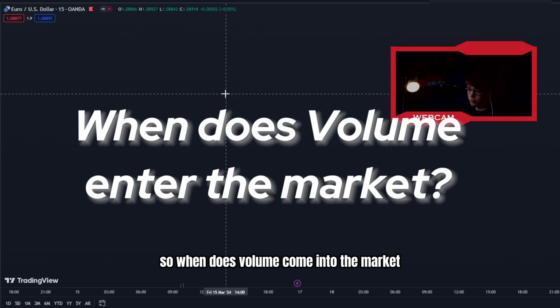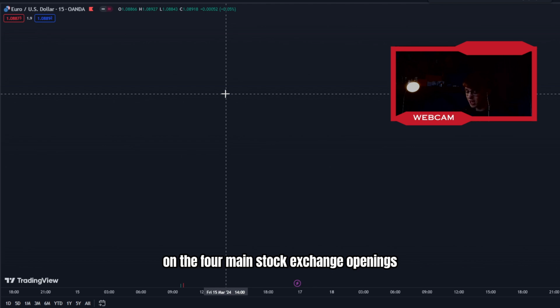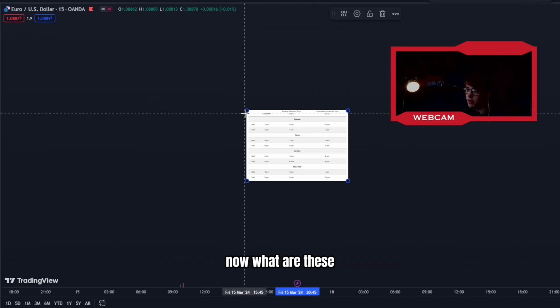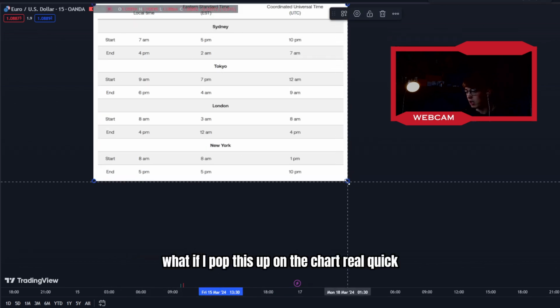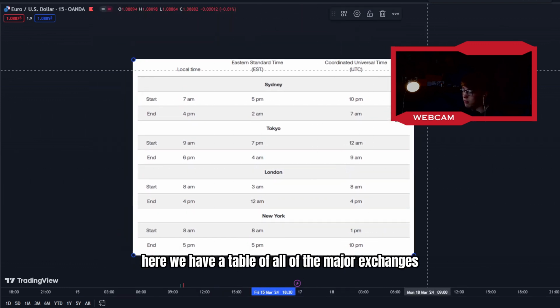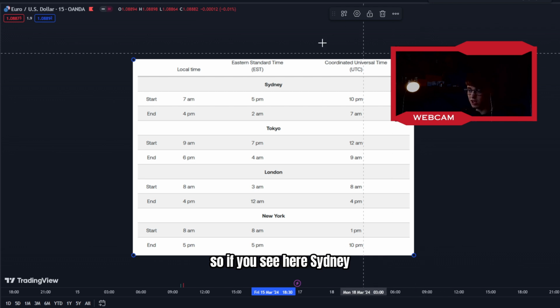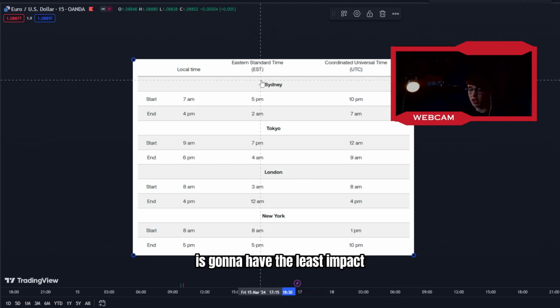So, when does volume come into the market? Well, this is very important. Volume comes into the market on the 4 main stock exchange openings. Now, what are these? Well, if I pop this up on the chart real quick, here we have a table of all of the major exchanges which trade Forex and when they open. So if you see here, Sydney, which is the smallest one of these, is going to have the least impact. We're not going to take advantage of that at all.